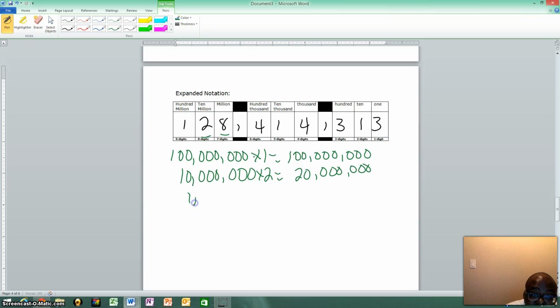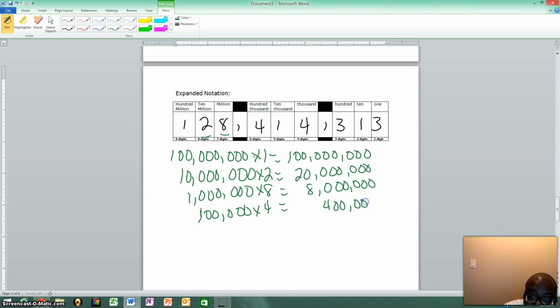Millions? How many millions do we have? To give us 8 million. Then same thing. We have 100,000. How many do we have? 4. To give us 400,000. 10,000. 10,000 times, how many do we have? 1. So that's going to give us 10,000. Thousands, how many thousands do we have? So we have 4,000.